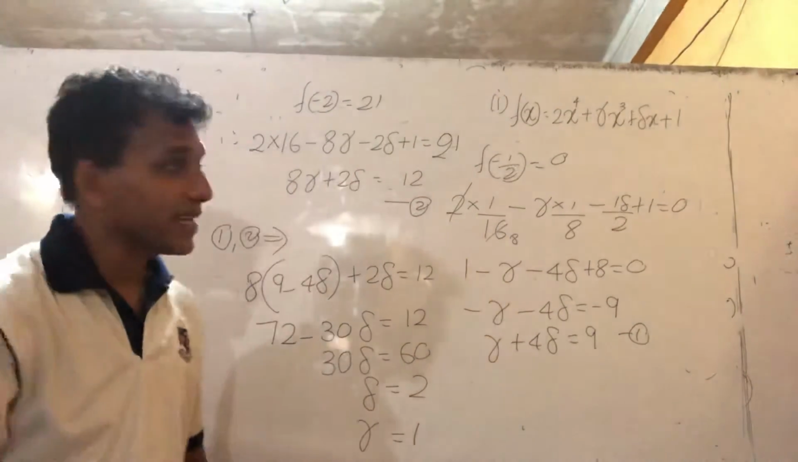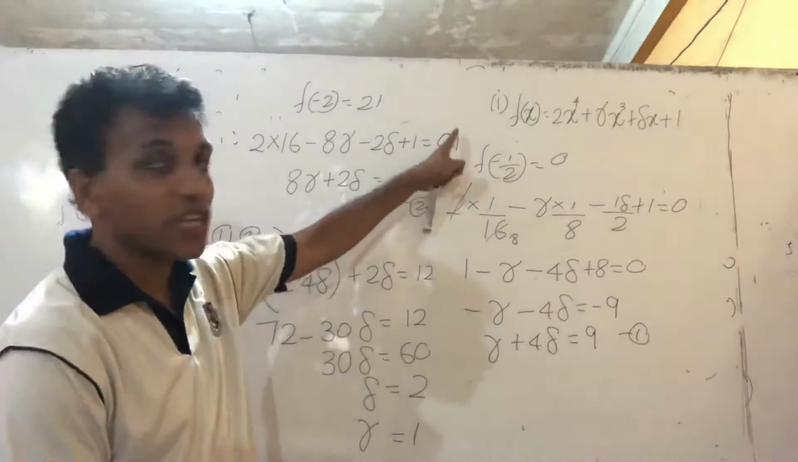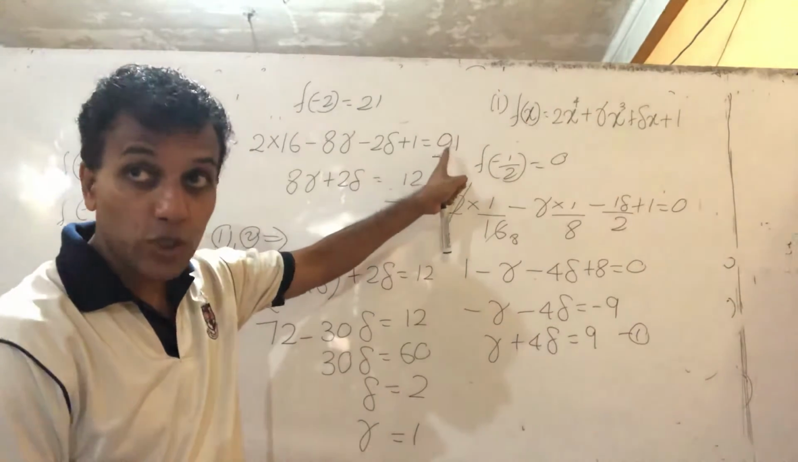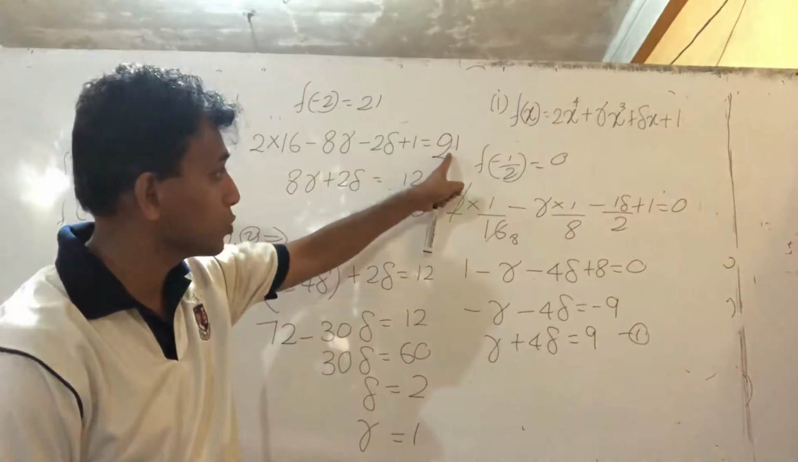Check, I made a mistake. There is 20 here, and I put 0. Big mistake. Yeah, I said 0, but actually it is 21. Check, will you? 21 here, 21.